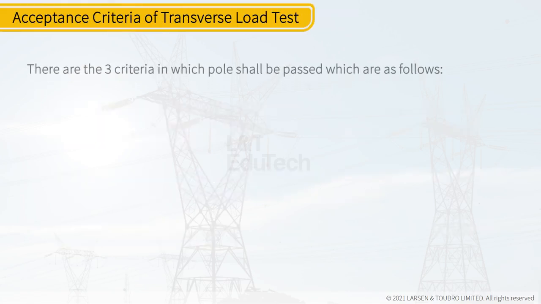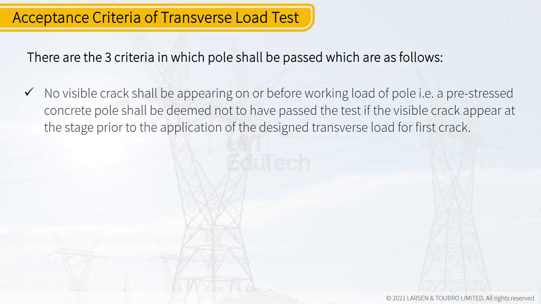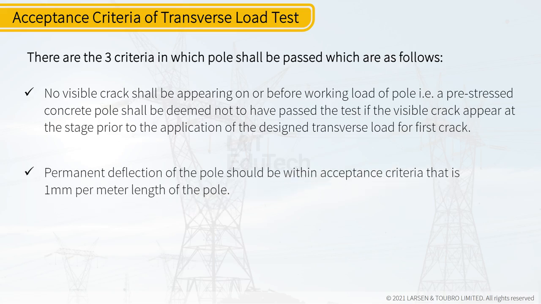There are three criteria by which a pole shall be passed, as follows. No visible crack shall appear on or before the working load of the pole. That is, a pre-stressed concrete pole shall be deemed not to have passed the test if a visible crack appears at the stage prior to the application of the designed transverse load for first crack. Permanent deflection of the pole should be within the acceptance criteria, that is 1 mm per meter length of the pole.